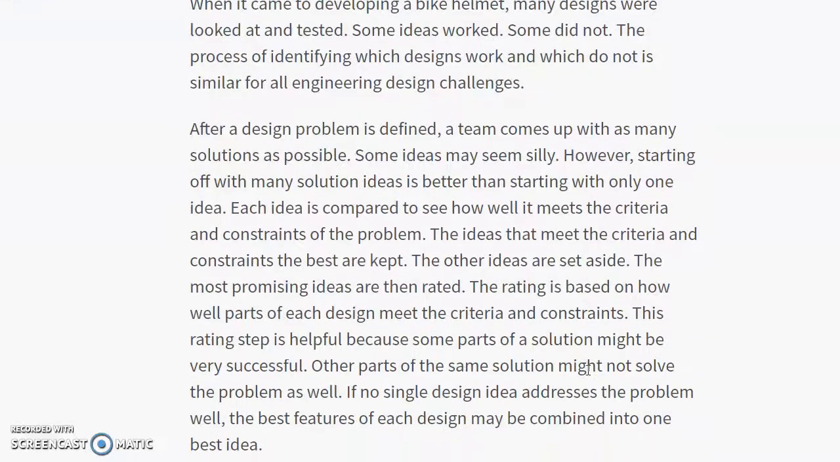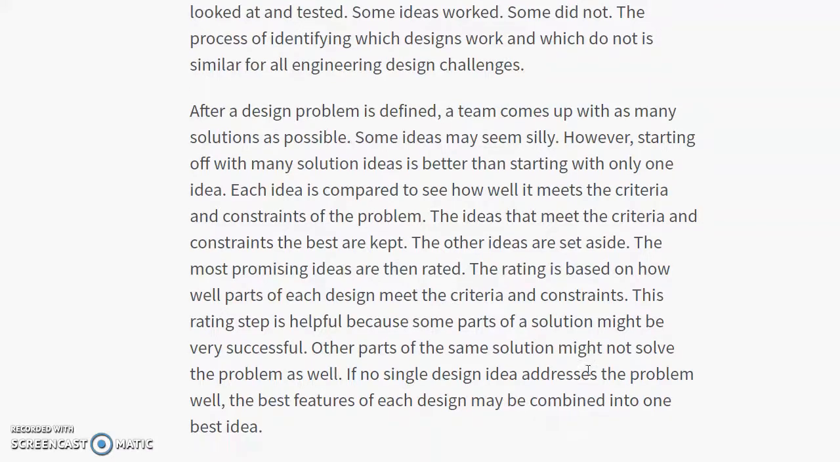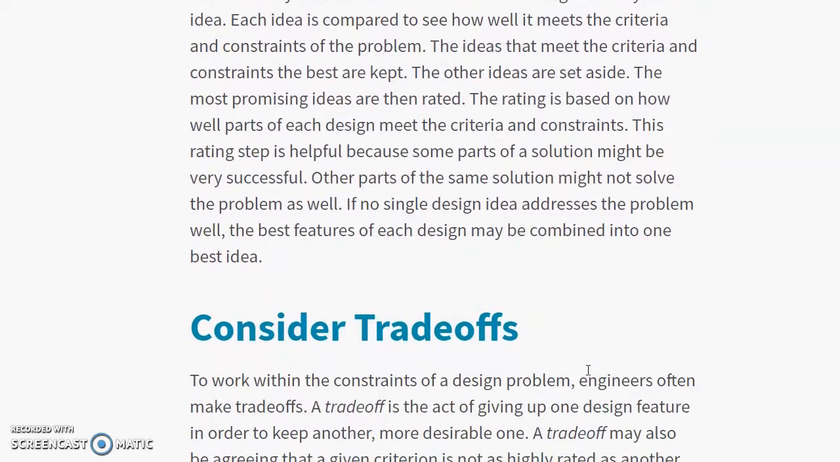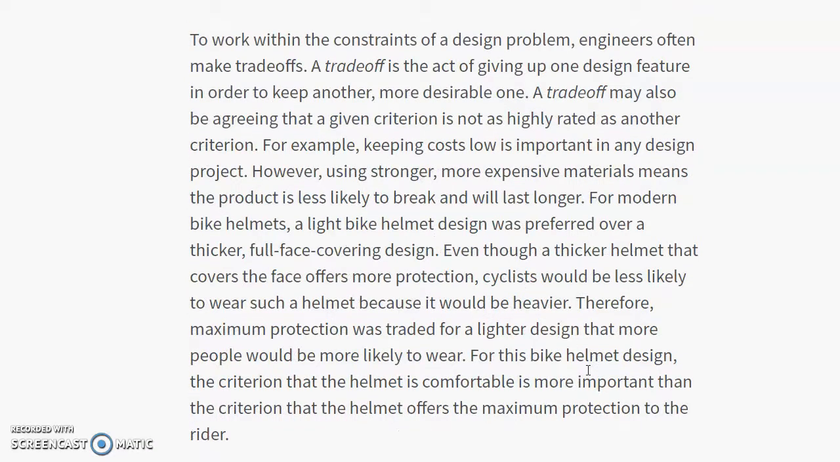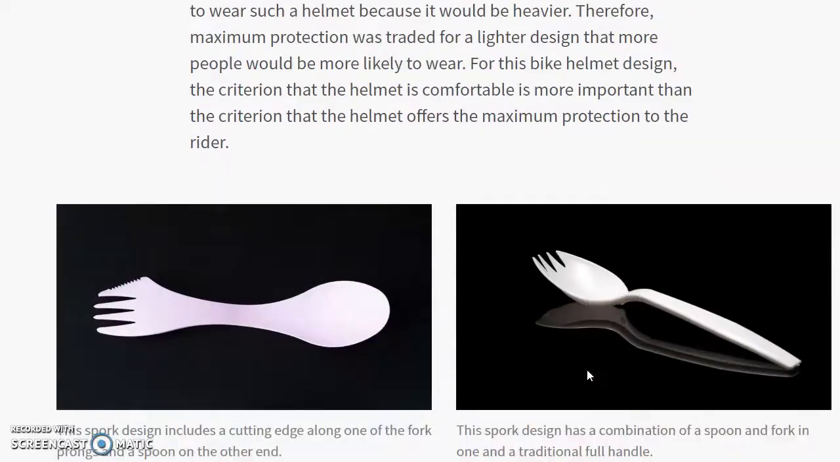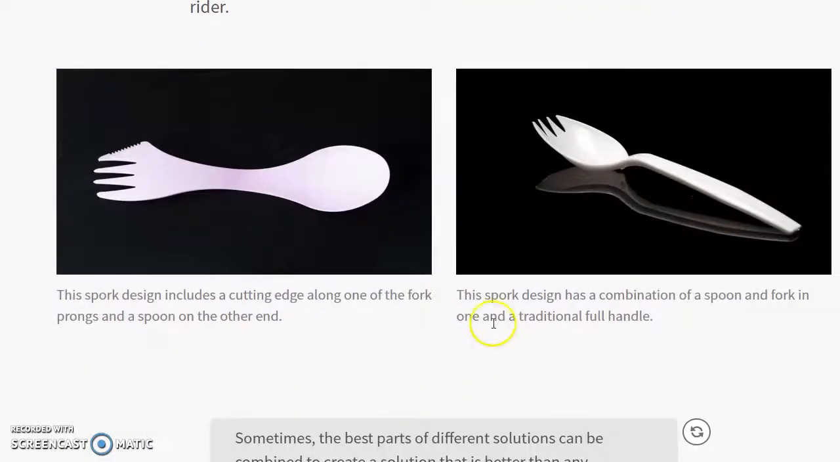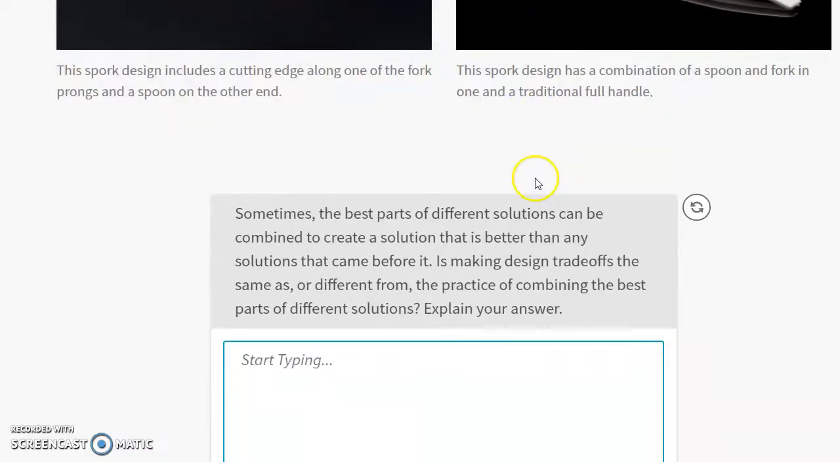Now we can develop and test a solution. They're talking about bike helmets. There were tons of designs. It took them a long time to find the design that was the best, and there were trade-offs. So with leather, it was too heavy, so they had to create something else because they couldn't accept that trade-off. It couldn't be that heavy. It needed to be lightweight. Okay, a spork is definitely like that: you can have a fork on one end and a spoon on the other, or just have a spoon and a fork combined.